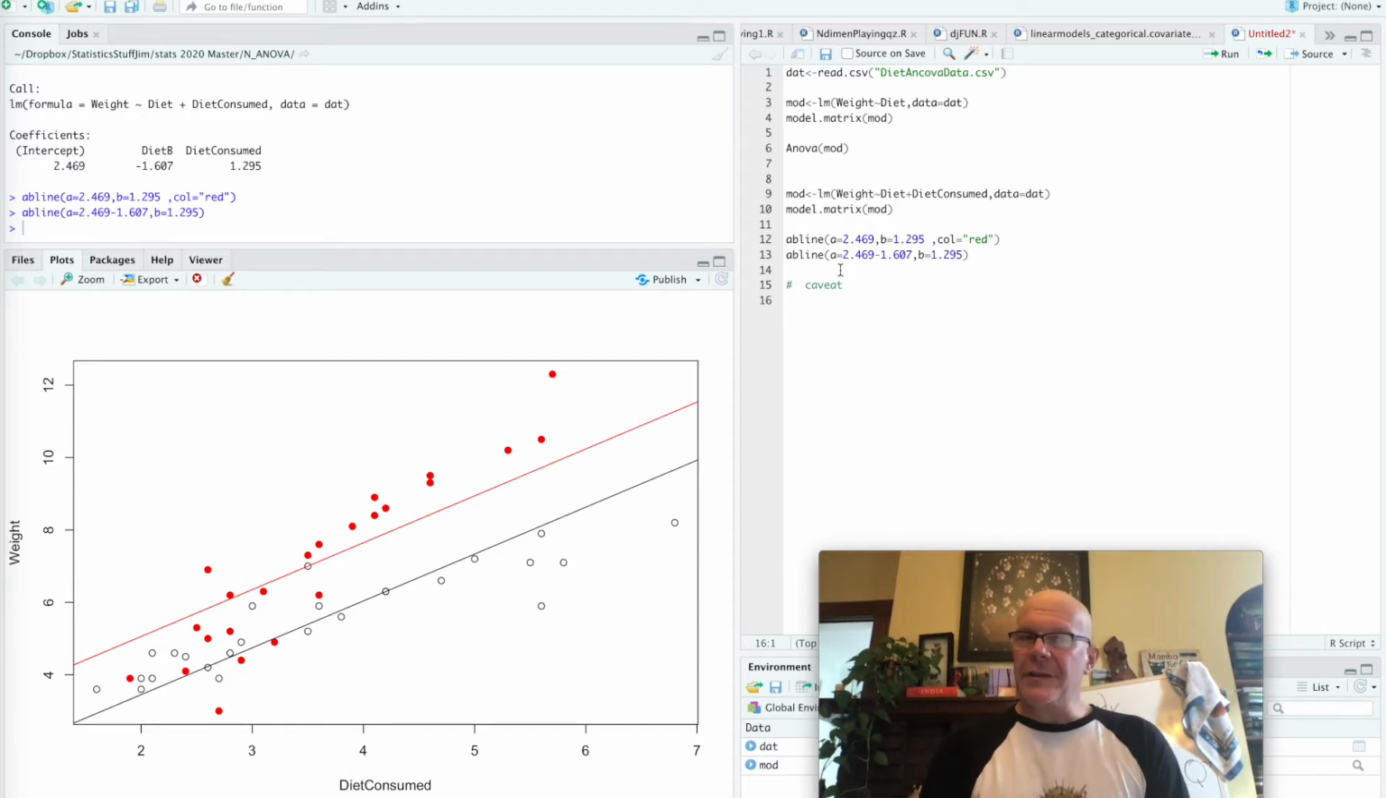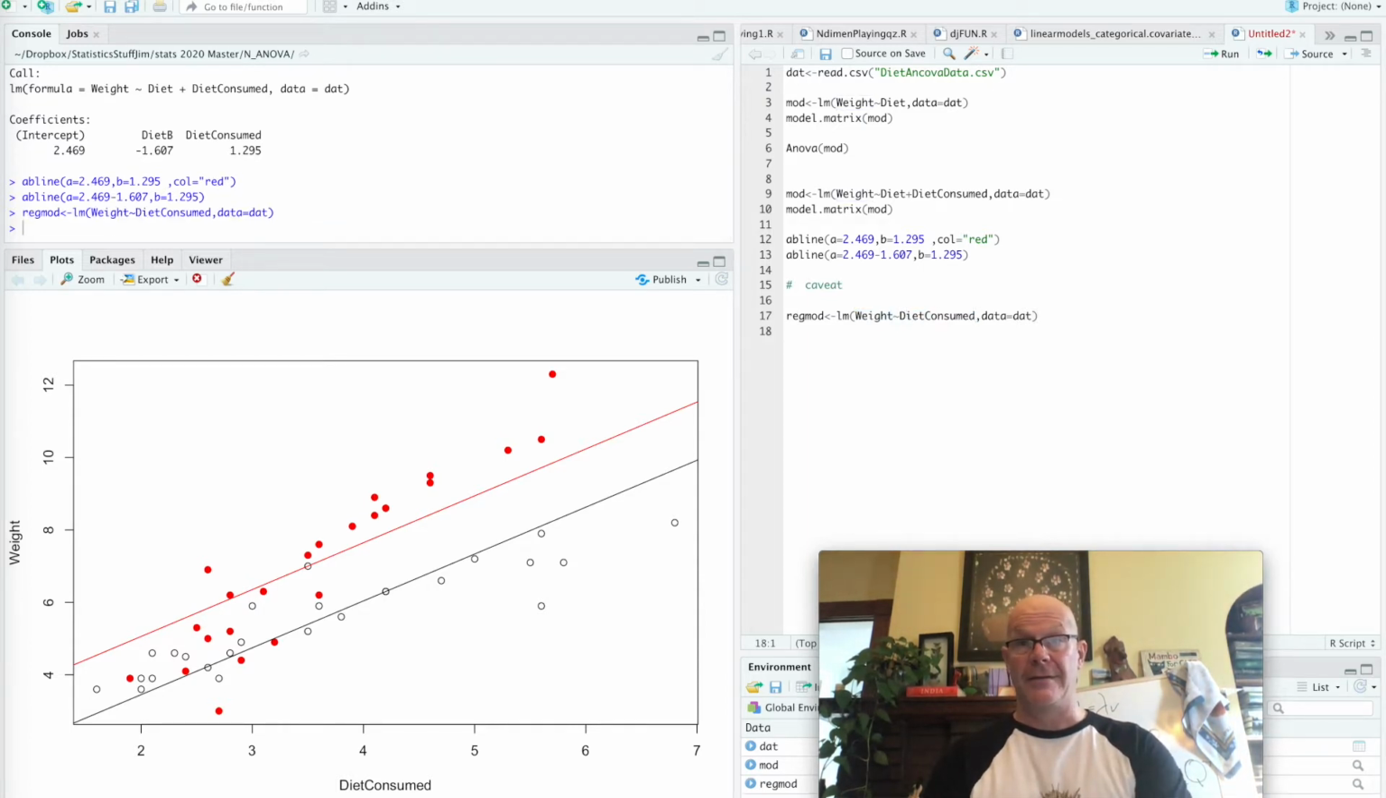And so one strategy that sometimes people will advocate for is to run a model where you just have your covariate, diet consumed, and then save the residuals from that model. So here I'm going to create an object called regmod. It's a linear model where all I'm going to look at is weight and diet consumed. That's it. Okay, so I have that. And then I'm going to save the residuals from that model, which again is just all the leftover variation that diet consumed isn't able to explain.